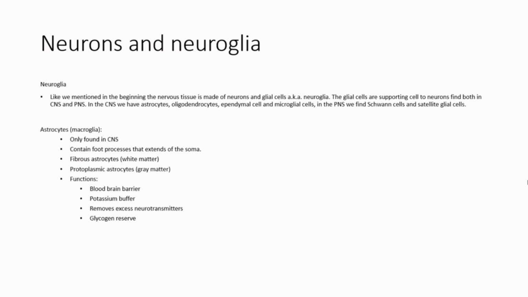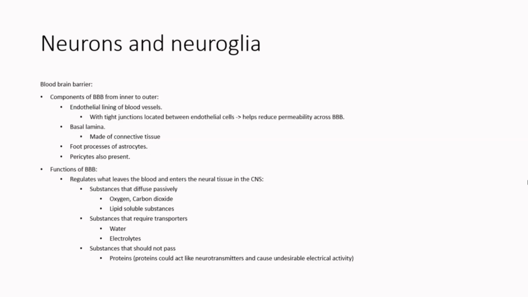If we start with the CNS, we can start with the astrocytes. Obviously they are only found in the CNS, and they have these foot processes that extend from the soma, which is very characteristic. In the white matter we call them fibrous astrocytes. In the gray matter we call them protoplasmic astrocytes. They have four functions: being a component of and modulating the blood-brain barrier, acting as a potassium buffer, removing excess neurotransmitters, and acting as glycogen storage.